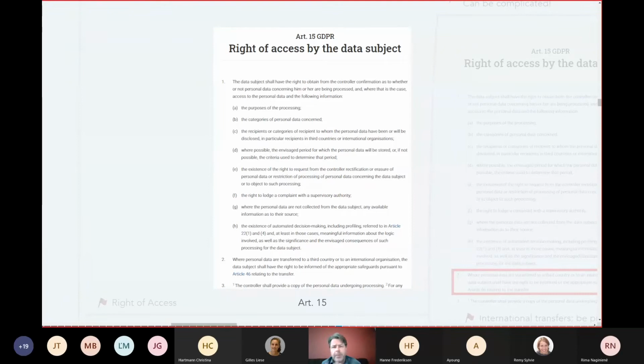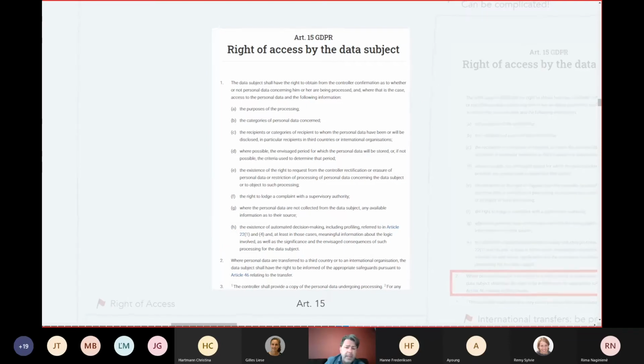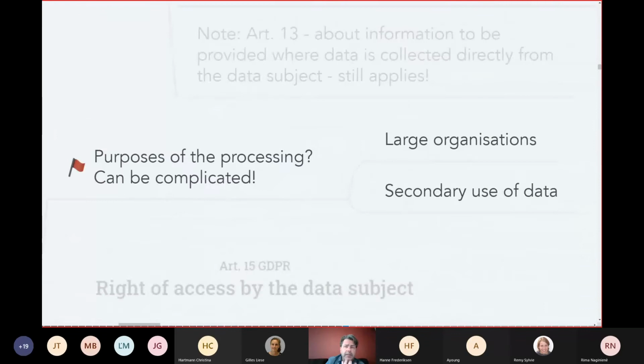If you did a good job in the previous data subject right, then actually this is a very easy job, because basically you only need to tell your data subjects some generic information about what you are doing, what type of data you're keeping, and what you are doing with them. But there is a catch, because in practice, the purposes of the processing can become very complicated.